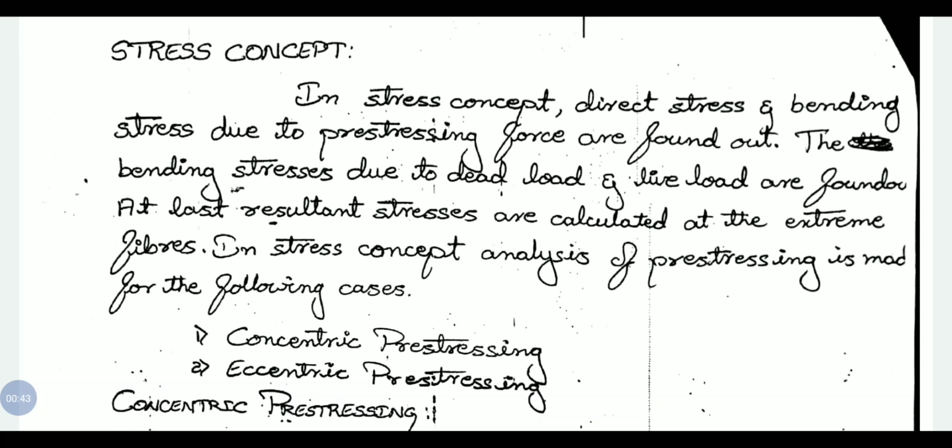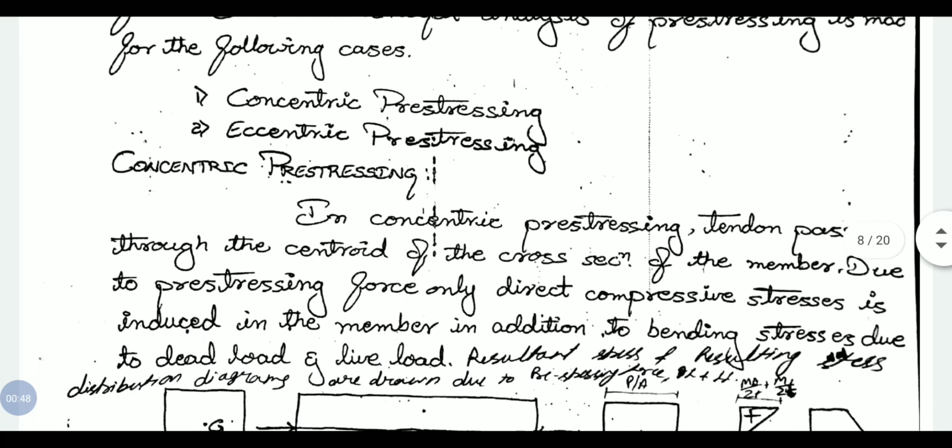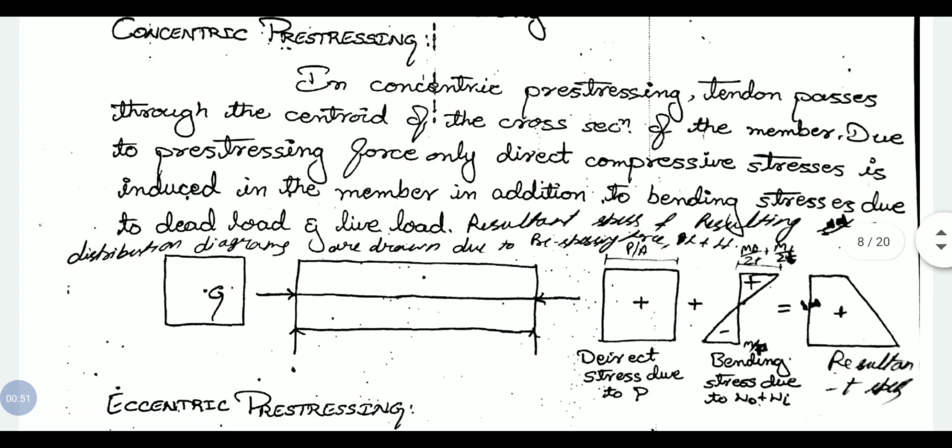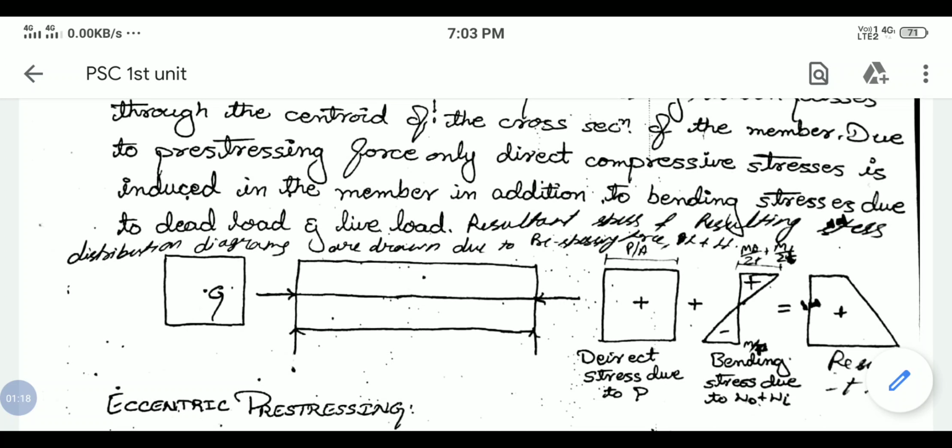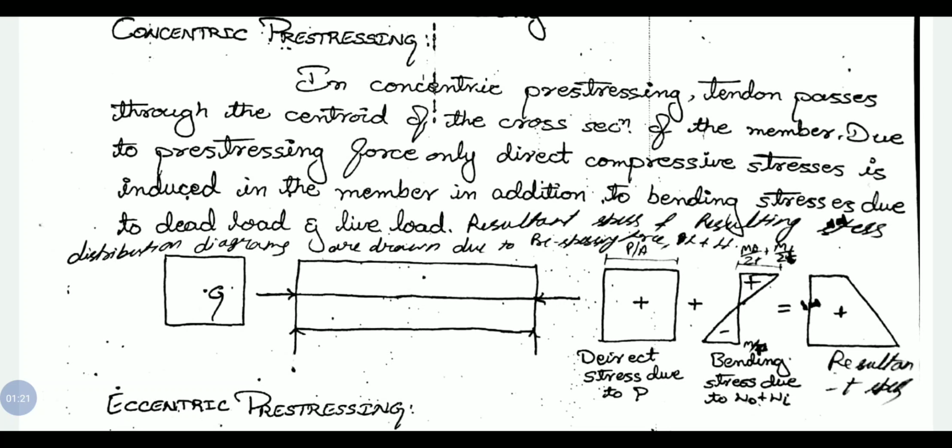Here we have two different cases, concentric pre-stressing and eccentric pre-stressing. As the name itself indicates, in concentric pre-stressing, the tendon will be provided along the neutral axis or centroidal axis of the section. When the tendon is provided along the neutral axis or centroidal axis, the pre-stressing force will develop the direct compressive stresses on the concrete, but there will be no bending stresses in the concrete.